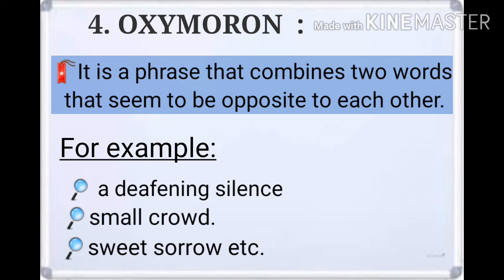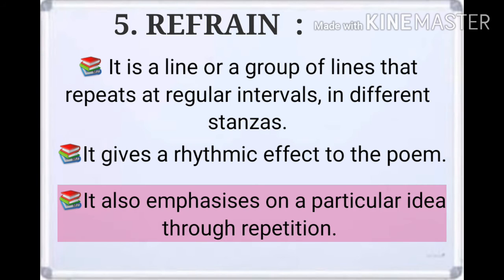Similarly, small crowd. Crowd is itself a large group of people. So again, two opposite words, small and large, are being used together. Similarly, sweet sorrow. How can sorrow be sweet? Sorrow is always painful. It's distressing. So this way, you can identify an oxymoron.